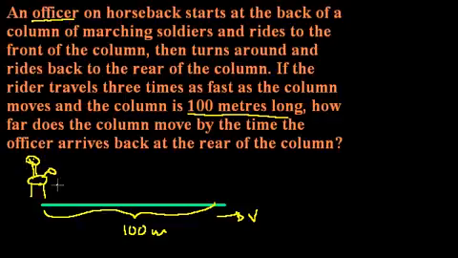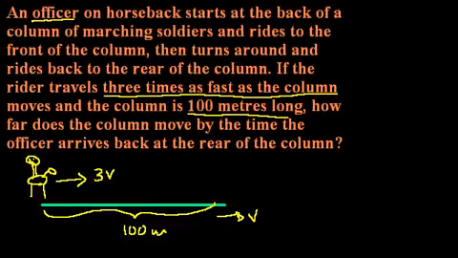And while the whole column is going forward with the velocity v, he's going to go to the front of it. Obviously, he can go faster because he's on a horse. And then he's going to go to the back. And they want to know how far the whole column moved, and how fast he is going. If the rider travels 3 times as fast as the column, so if the column is traveling with the velocity v, he's going to be traveling with the velocity of 3v.